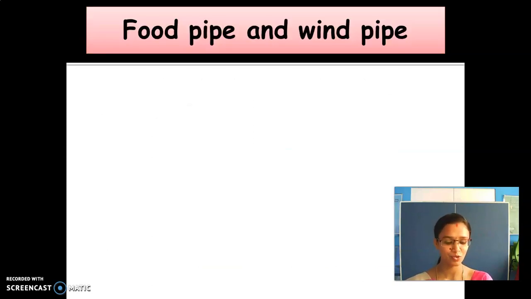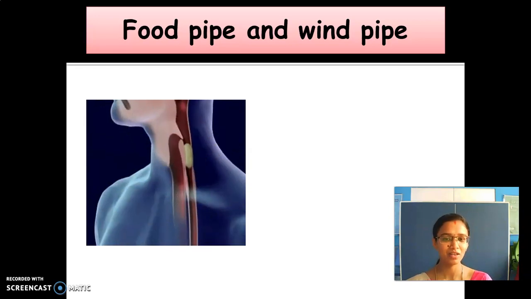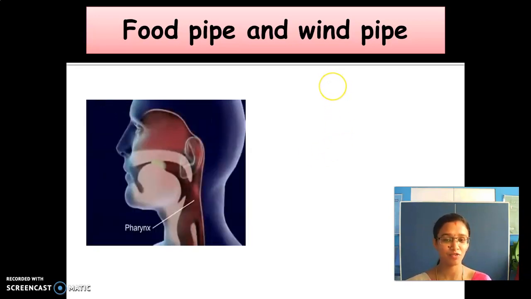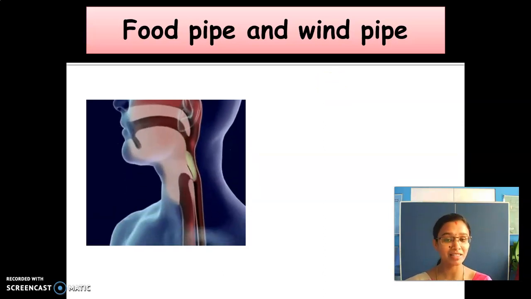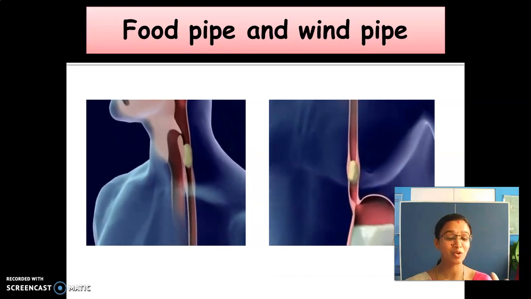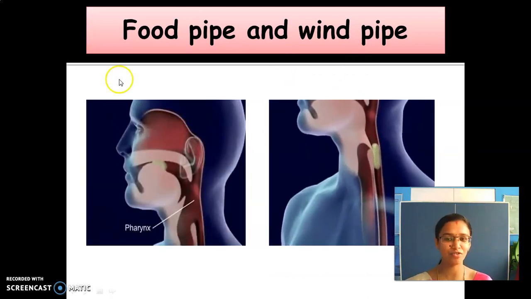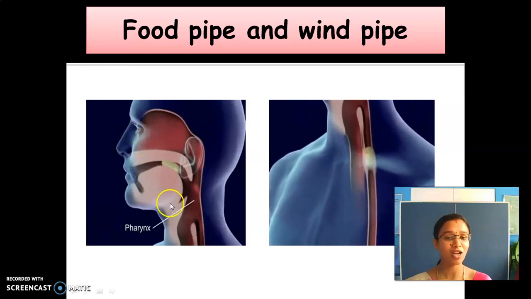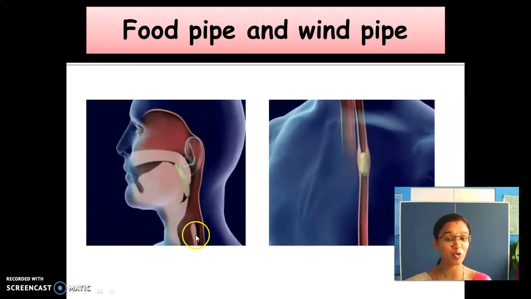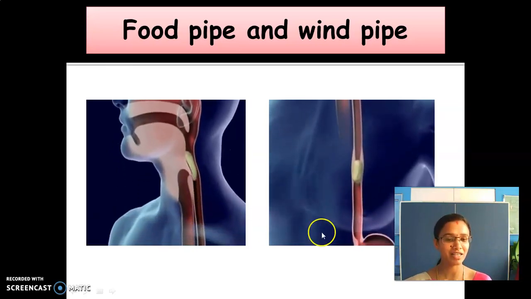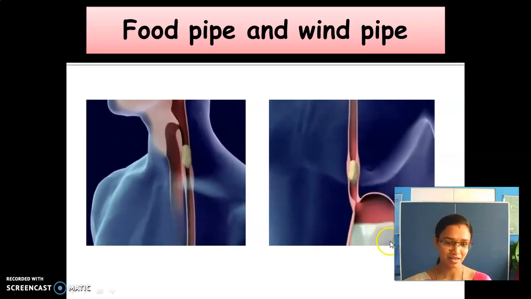So, food pipe and the windpipe. See here, when the food passes, what happens to the windpipe? The windpipe closes and the food passes through to the stomach. The food comes from the mouth, and at that time the windpipe closes, so the food passes into the stomach.